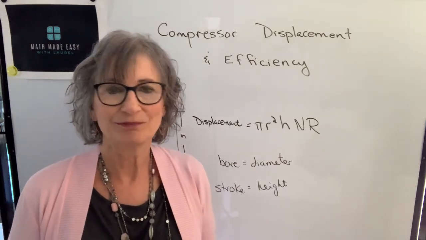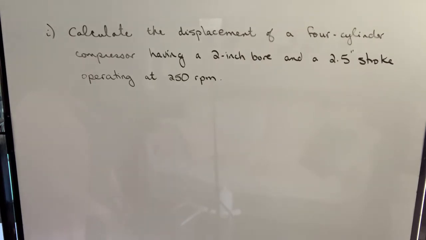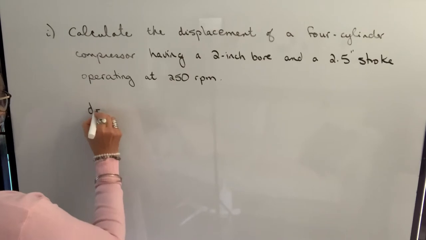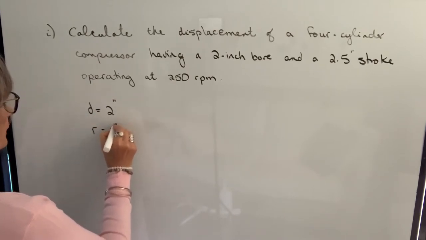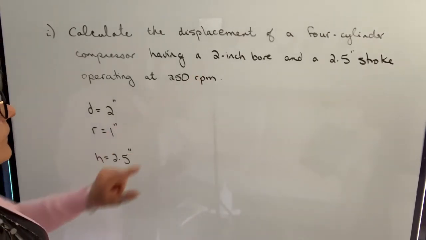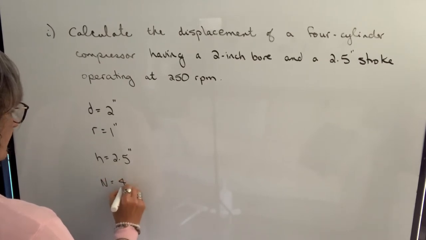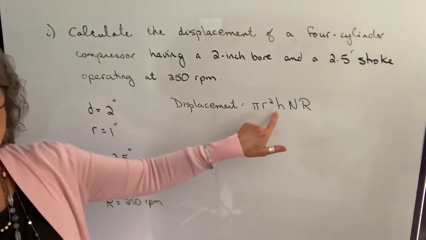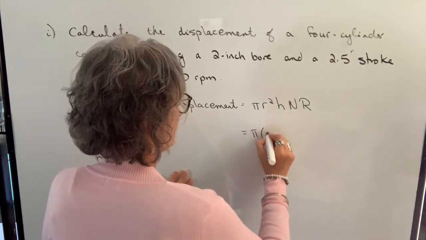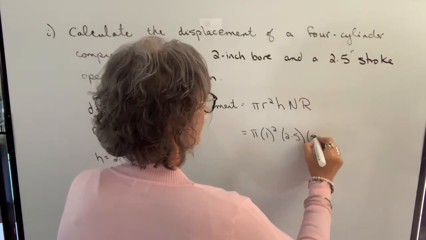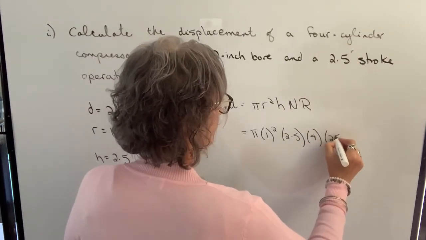Let's take a look at an example. Calculate the displacement of a four-cylinder compressor having a 2-inch bore and a 2.5-inch stroke operating at 250 revolutions per minute. So the diameter is 2 inches, which means the radius is 1 inch, and the height or the stroke is 2.5 inches. We have number of cylinders equal to 4, and RPM is 250. Given these dimensions, we can plug into our formula. Pi times the radius squared, the radius is 1, the height is 2.5 inches, the number of cylinders is 4, and the RPM is 250.